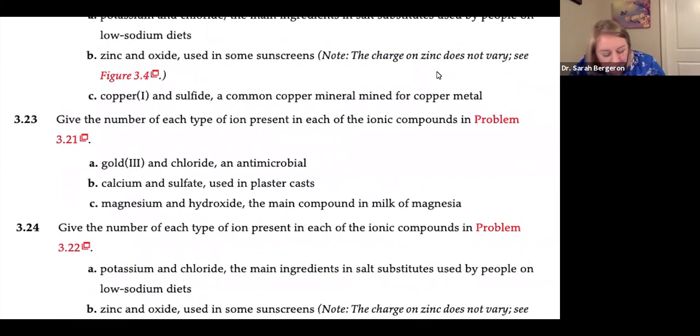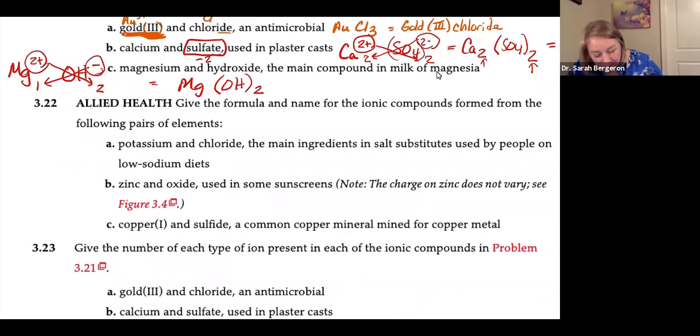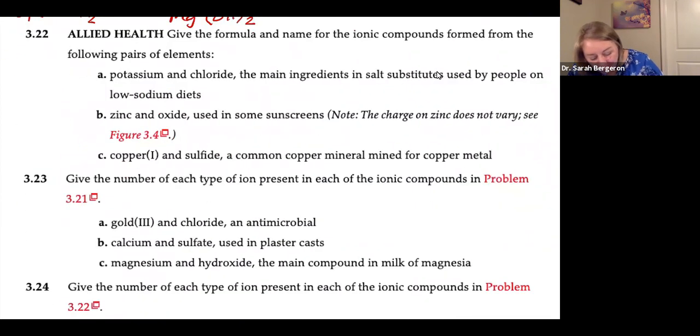All right, give the number and each type of ion present in the following ionic compounds. Gold(III) and chloride. This is what we just did. We had gold(III), which we said was Au and is 3+. Then we had Cl, which is -1. So give the number and each type of ion present. We're crossing over, I know I'm doing it again, but it's worth doing, and that gives us AuCl3.